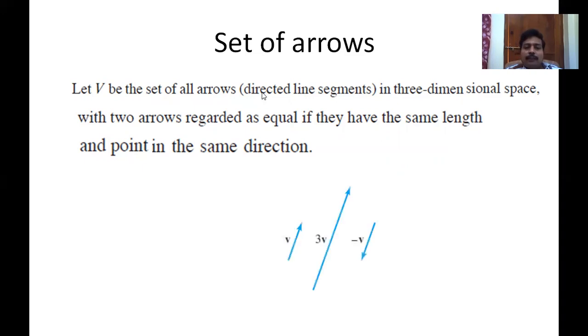So here this is V bar and there is another V bar here. If it is also in the same direction, both are equal, but if it is in the opposite direction, we denote it by minus. Here the direction is the same, but the length of this arrow is 3 times this V. So it is 3V.